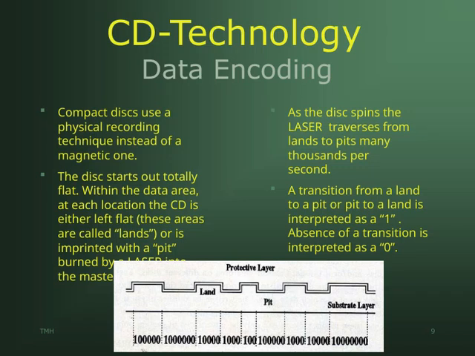Unlike magnetic storage, CDs use a physical recording technique. When you start with a brand new disc, it's completely flat. Now, within the data area, the disc has two types of regions, lands and pits. Lands are simply flat areas, while pits are tiny imprints burned into the disc by a laser during manufacturing.